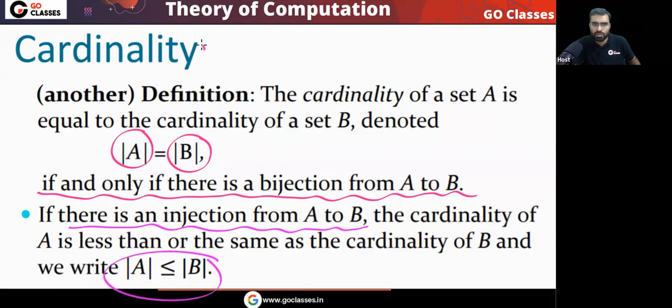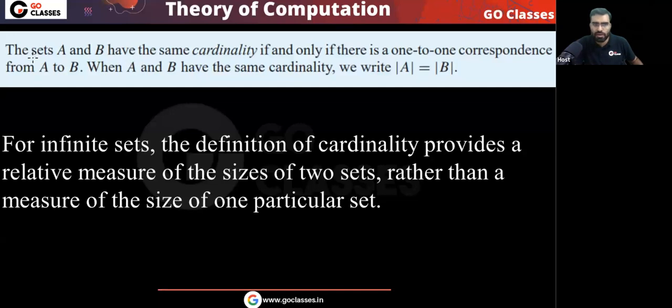So these concepts and definitions we have seen so far. You have two sets. These can be any sets, finite or infinite. They have the same cardinality if and only if there is a one-to-one correspondence between them. This is the situation in which we can say that the cardinality of A is equal to the cardinality of B. So this is the idea.